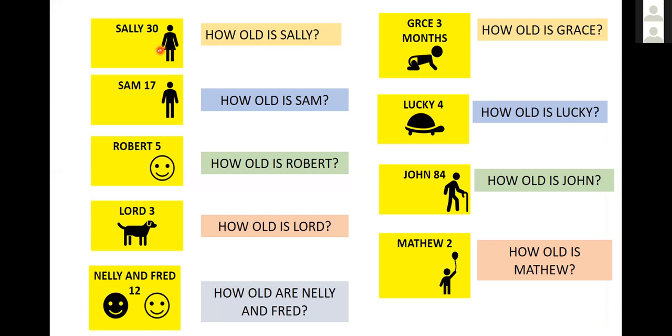So how old is Sally? Yes, please. Go ahead, amiga. She is 30 years old. Okay, she's 30 years old. Excellent. Thank you, Amilka. Another volunteer. How old is Sam? He's 17 years old. Excellent. Thank you. How old is Robert? He is 5 years old.